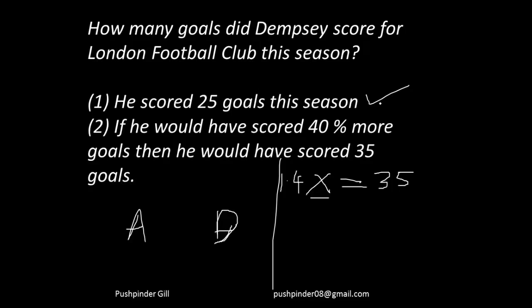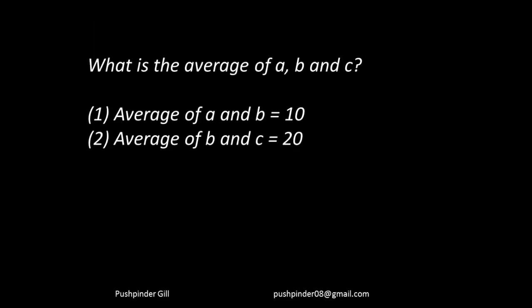So statement 1 alone is sufficient and statement 2 alone is sufficient. That means my answer option is D. Right? So I hope you understood that statement 1 alone is sufficient and statement 2 alone is sufficient. That means my answer option is D. D as David. Okay. Now let's look at this question.